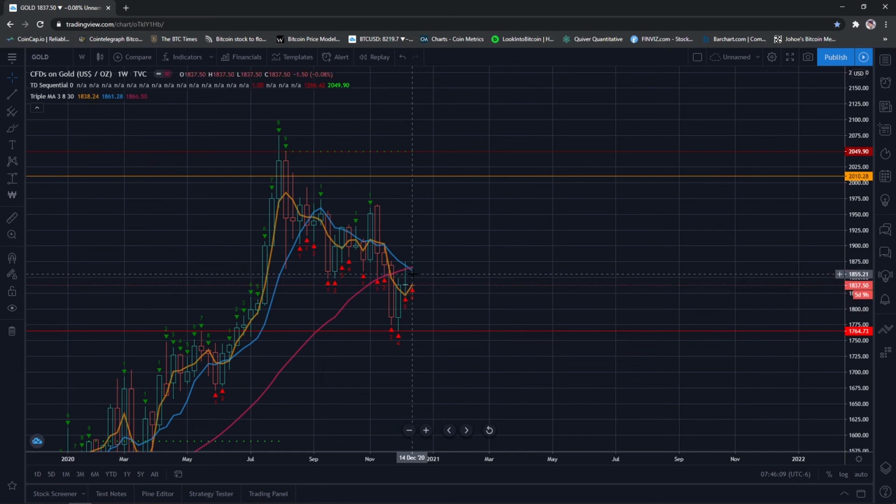But if this blue closes below this pink, and then we get a daily close below 1822.50, we're most likely going to go to 7, 8, and then 9. And we're going to back test this, say 1750, mid 1700 area. I'm waiting. I'm being patient. I'm not trying to catch a knife.